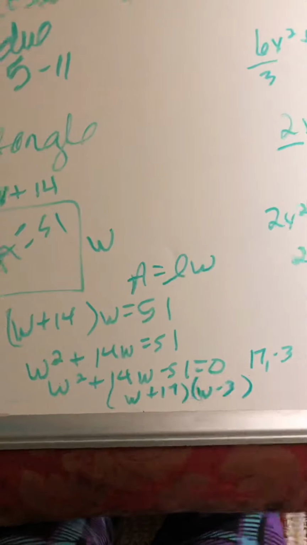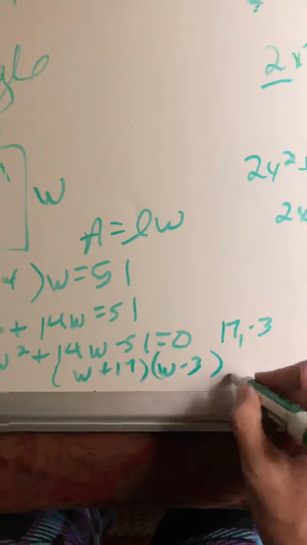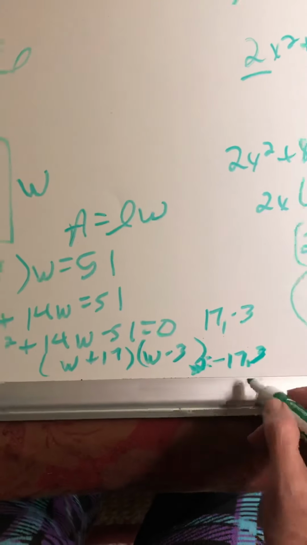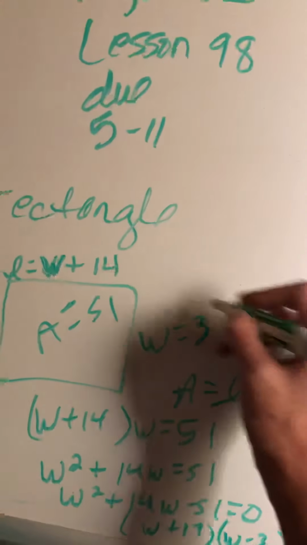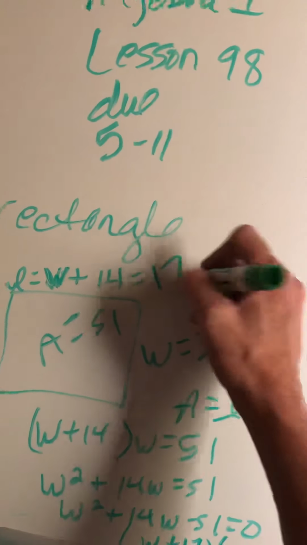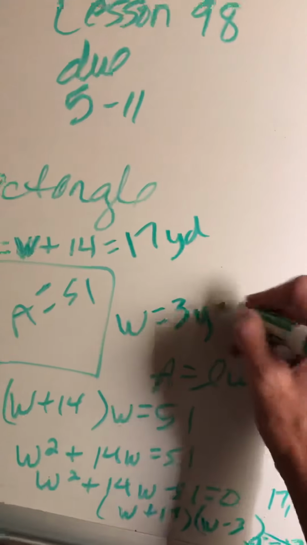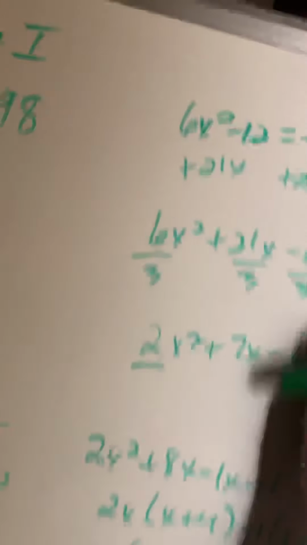We don't have to do the long factoring because I don't have anything in front of the W squared. So my options are negative 17 and 3. These are my options for the width. Now we have to think about this. Which one makes sense? I can't have a negative 17 on the width of a rectangle. So negative 17 doesn't work for us here. So my width is 3 and my length is 17, and it is in yards. So make sure you label them, and make sure you put both. They ask for length and width, so make sure you put both.